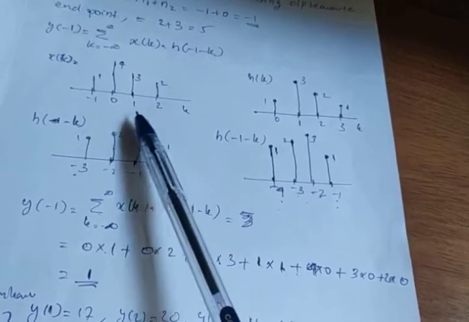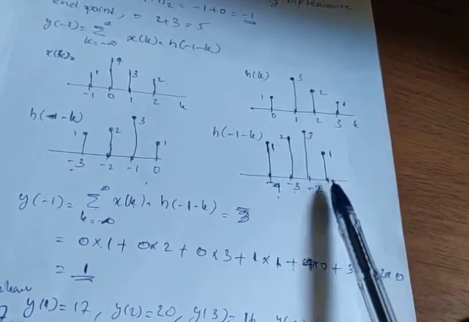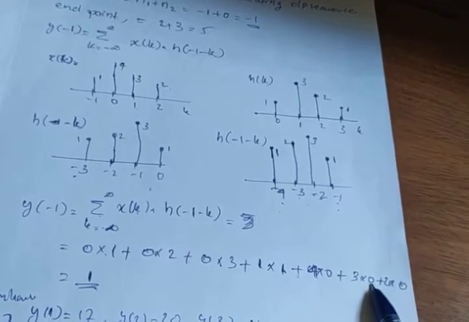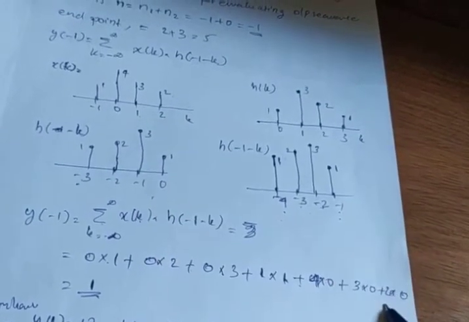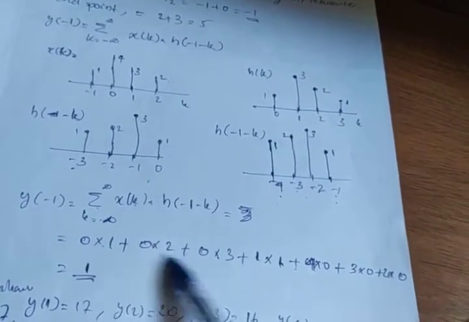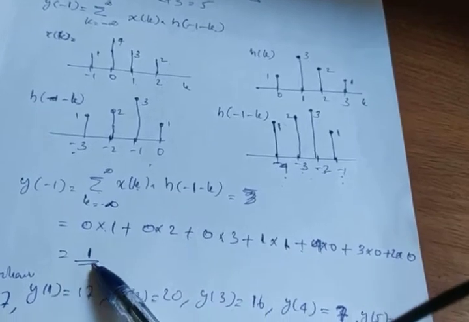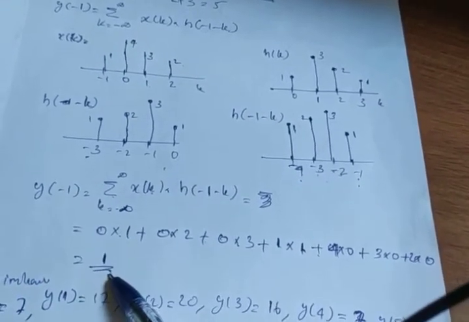Now what is the value at 1? 3. So 3 into, what is the value at 1 here? 0. So 0. Now what is the value at 2 here? 2. 2 into, what is the value at 2 here? 0. So 2 into 0. So multiply and add all these terms, you will get answer equal to 1. That means y of minus 1 value is 1.